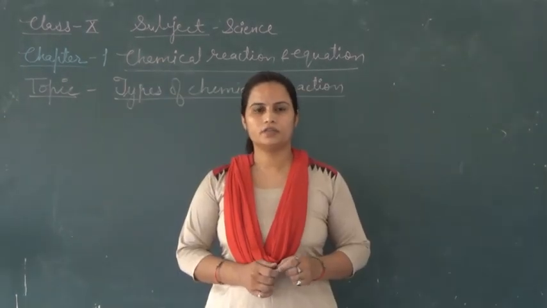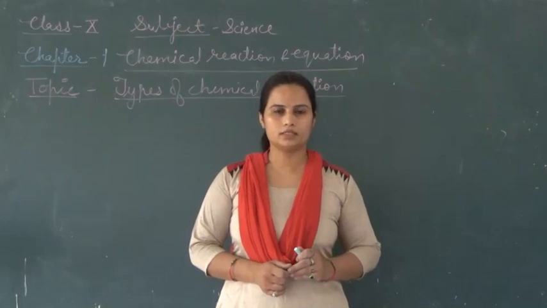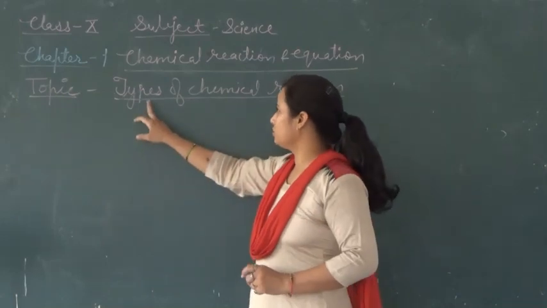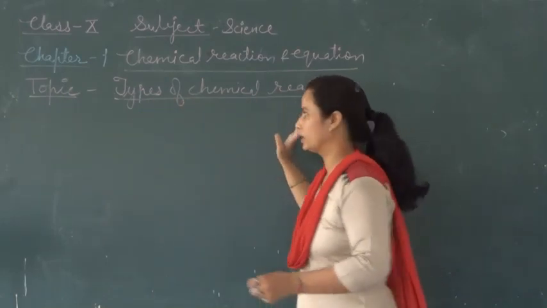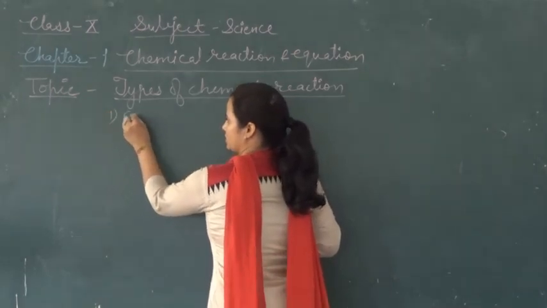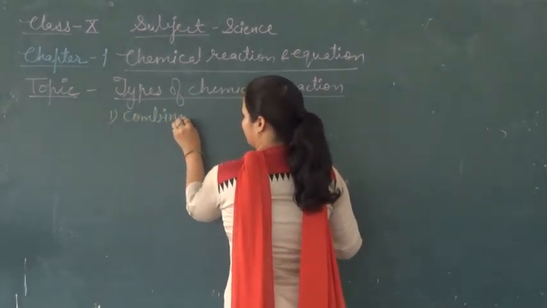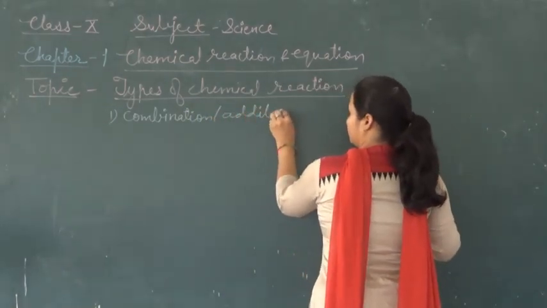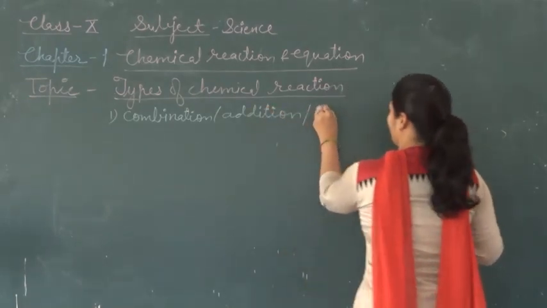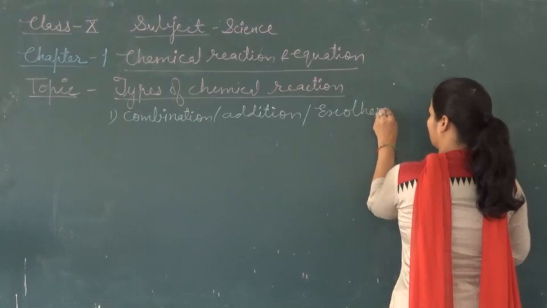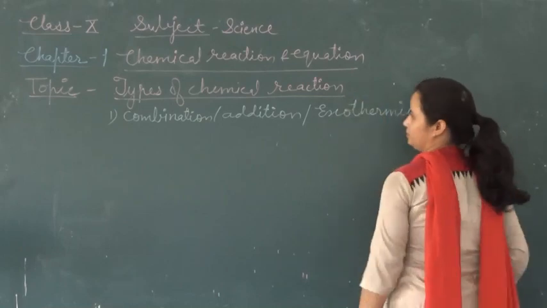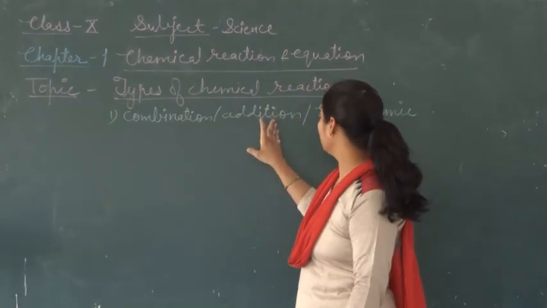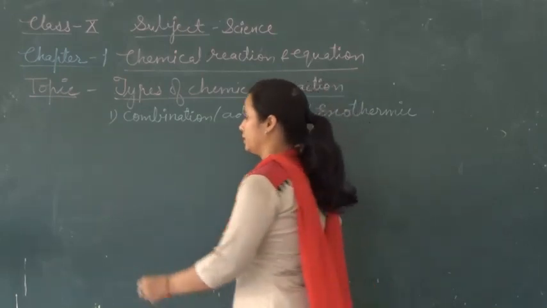Hello student, in the previous session I told you about how to balance the chemical reaction, and that method is called hit and trial method. Now we study the types of chemical reaction. The first type of chemical reaction is combination, addition, or it is called the exothermic reaction.